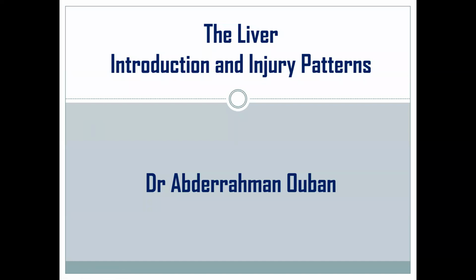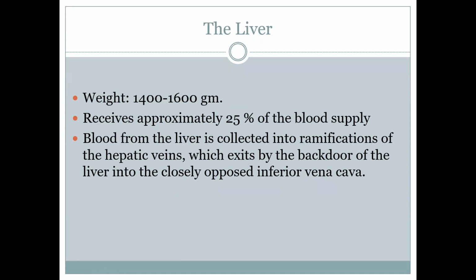So we're going to be talking about the liver now. We're going to be talking a little bit of introduction and injury patterns of the liver, starting with a little bit about the normal weight and the location of the liver. So weight about 1.5 kilo, residing in the right upper quadrant, receiving about 25% of the blood supply of the body. Now, out of this 25%, about 70% of it is portal blood, and about 30% is actually hepatic arterial blood. And the two bloods actually mix in the hepatic sinusoids.